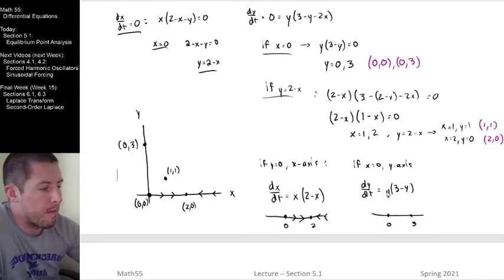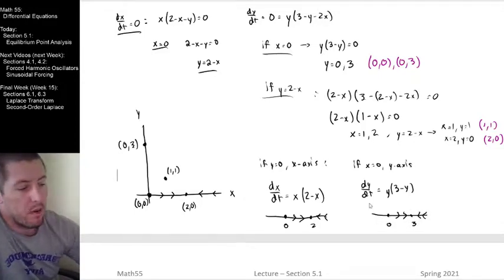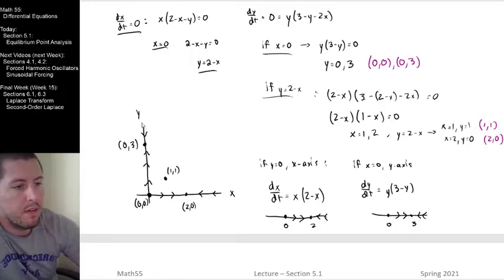Again, if I plug in 1, I'm getting 1 times 2, so that's a positive number. We're moving to the right. If I plug in 4, we're getting a negative for the second term, moving left. I don't care about the other side. So it seems like this is moving in these directions here.